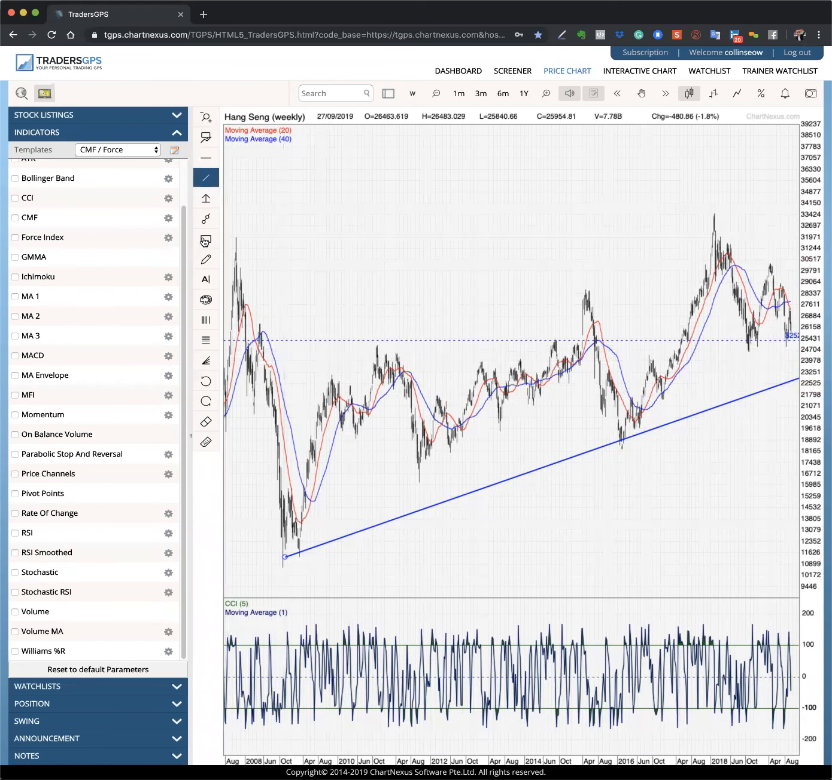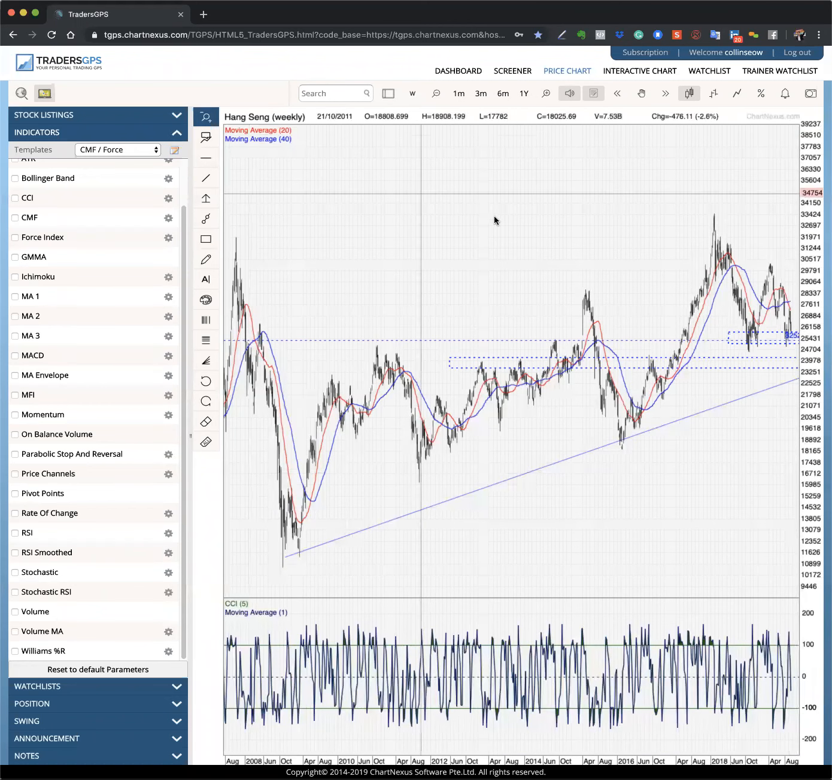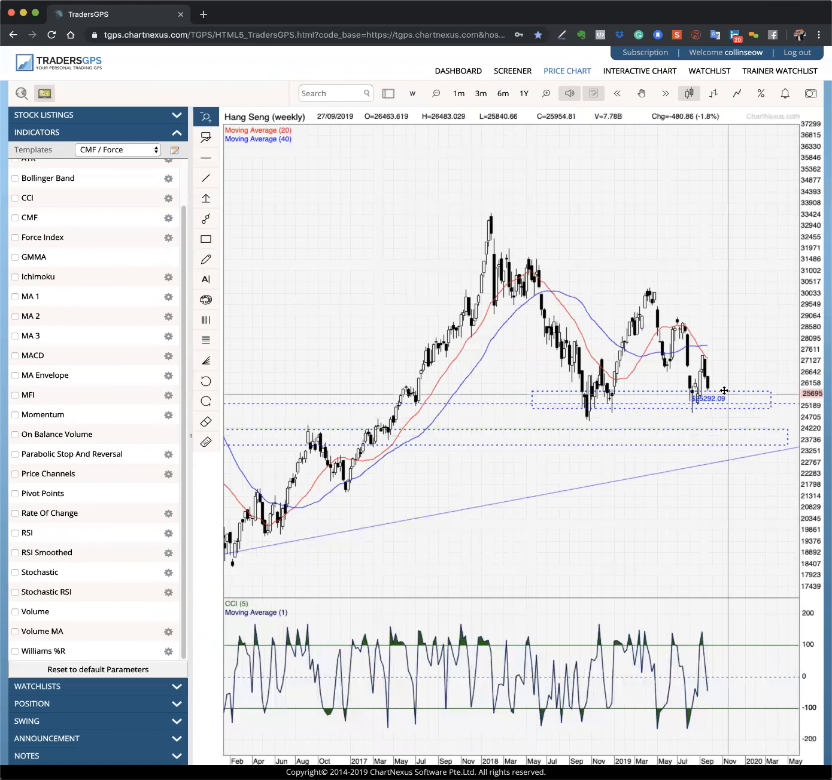Next support will be maybe around here. I think all these areas are levels that you can actually buy if you're long term. That means you buy and don't sell. These two levels here and here are areas that you can buy for long term, as an investment. I think these are good areas to get in.